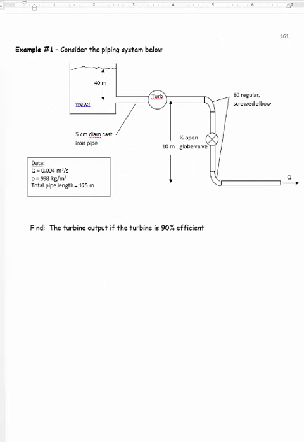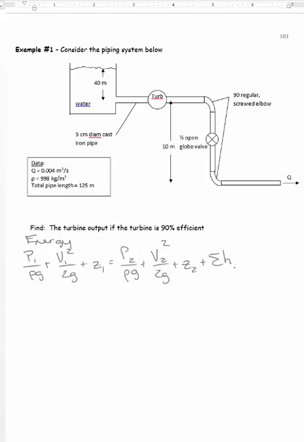So let's do an example with minor losses. Just like all our previous pipe flow problems, we're going to be using the energy equation for this. So let's start by writing down the energy equation. That is P1 over rho g plus V1 squared over 2g plus Z1 equals P2 over rho g plus V2 squared over 2g plus Z2 plus sum of our HFs plus sum of our HMs plus HS.